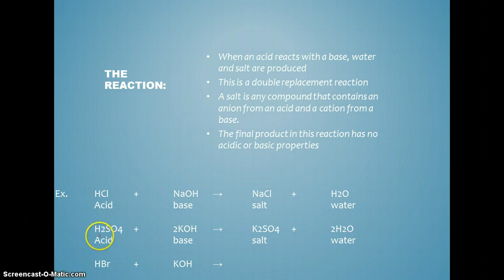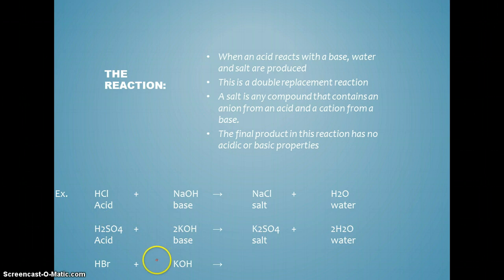When we look at H2SO4, which is sulfuric acid, reacting with KOH, because there are two hydrogens, we're going to need two hydroxides to make two waters. So it's actually going to be a 1-to-2 mole ratio with the acid and the base.